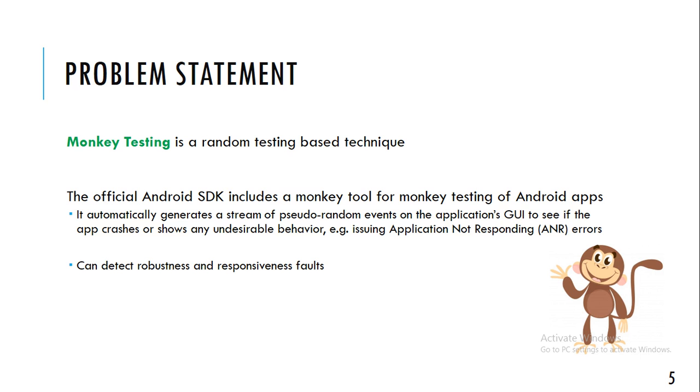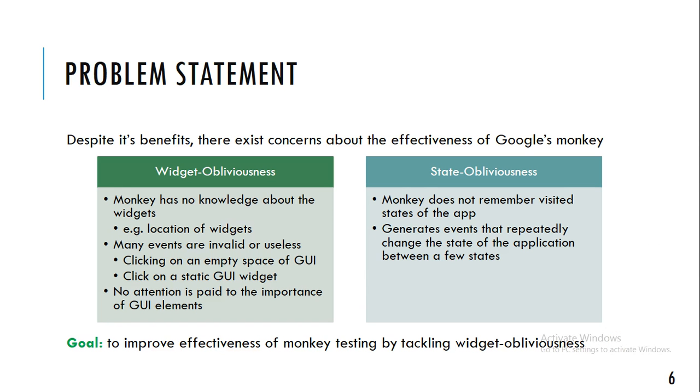In monkey testing, a stream of pseudo-random events are automatically generated and fired on the application's GUI to see if they result in any crash or runtime error or undesired behavior, like issuing application not responding errors, or what we call ANR errors. So monkey testing is usually used to do crash testing and to detect robustness and responsiveness issues in Android apps. However, different experimental evaluations in the literature acknowledge that the monkey is not as effective as required.